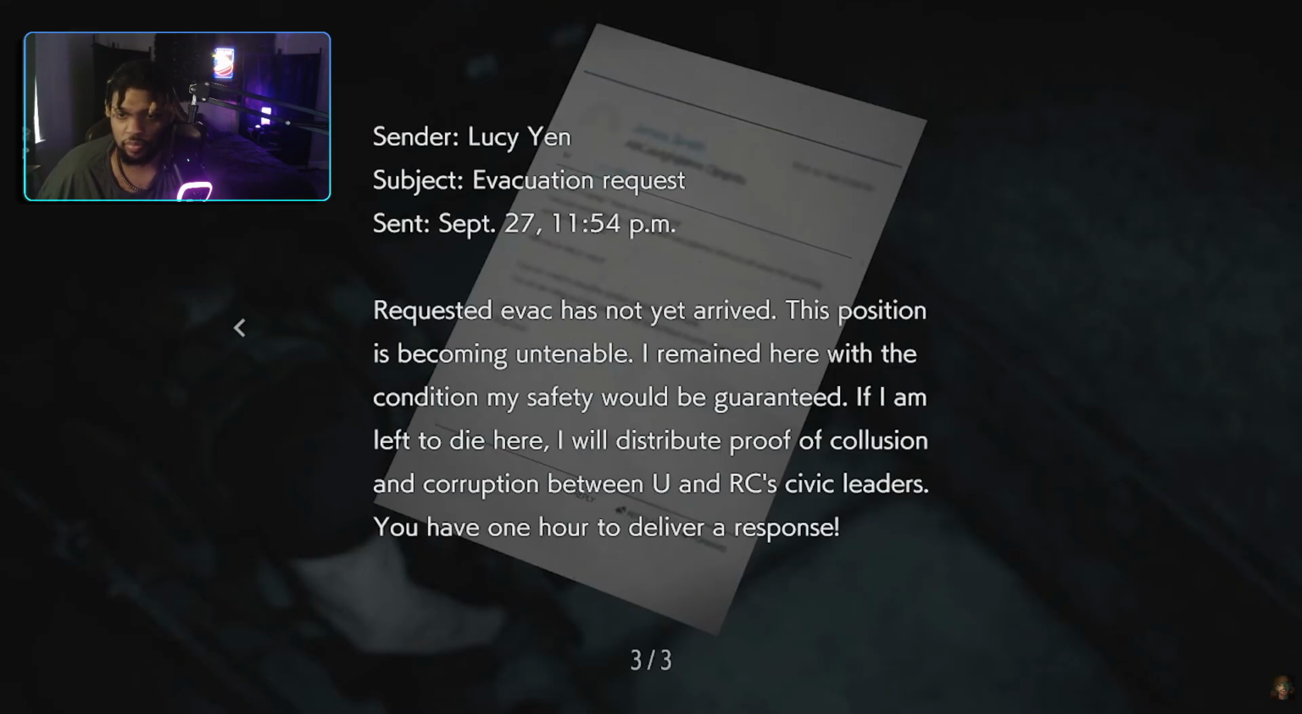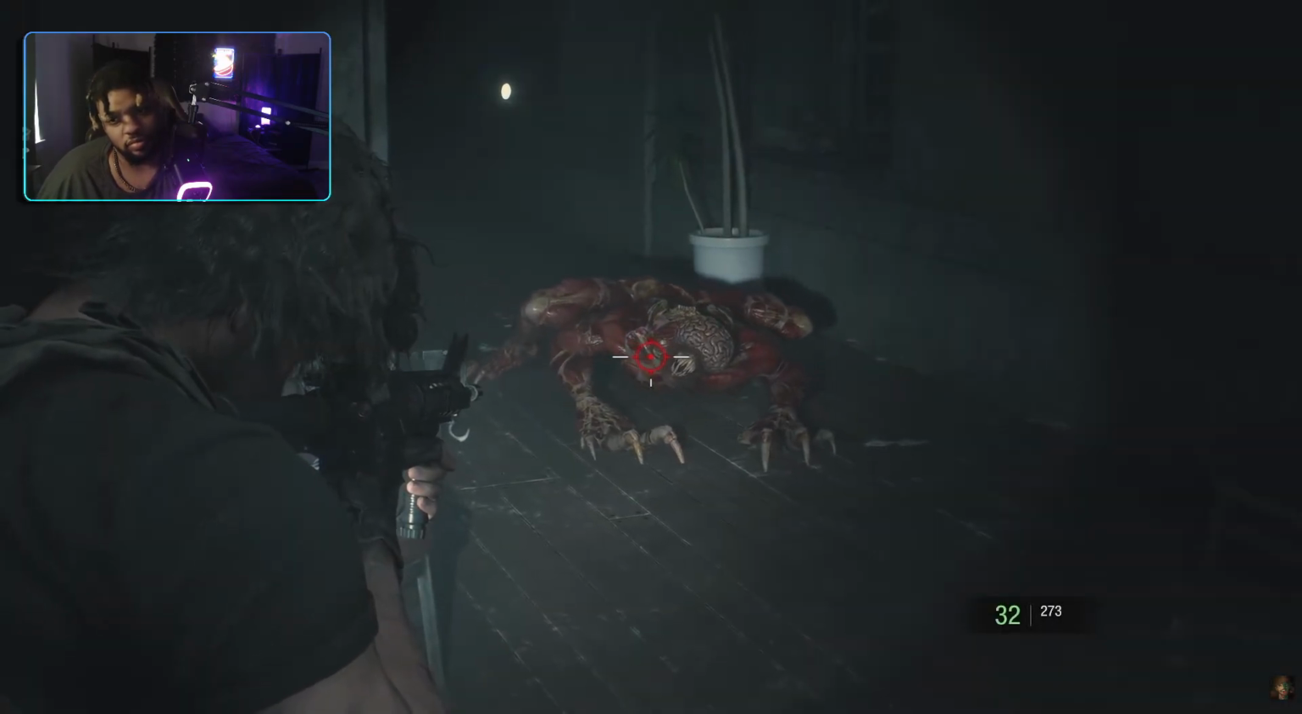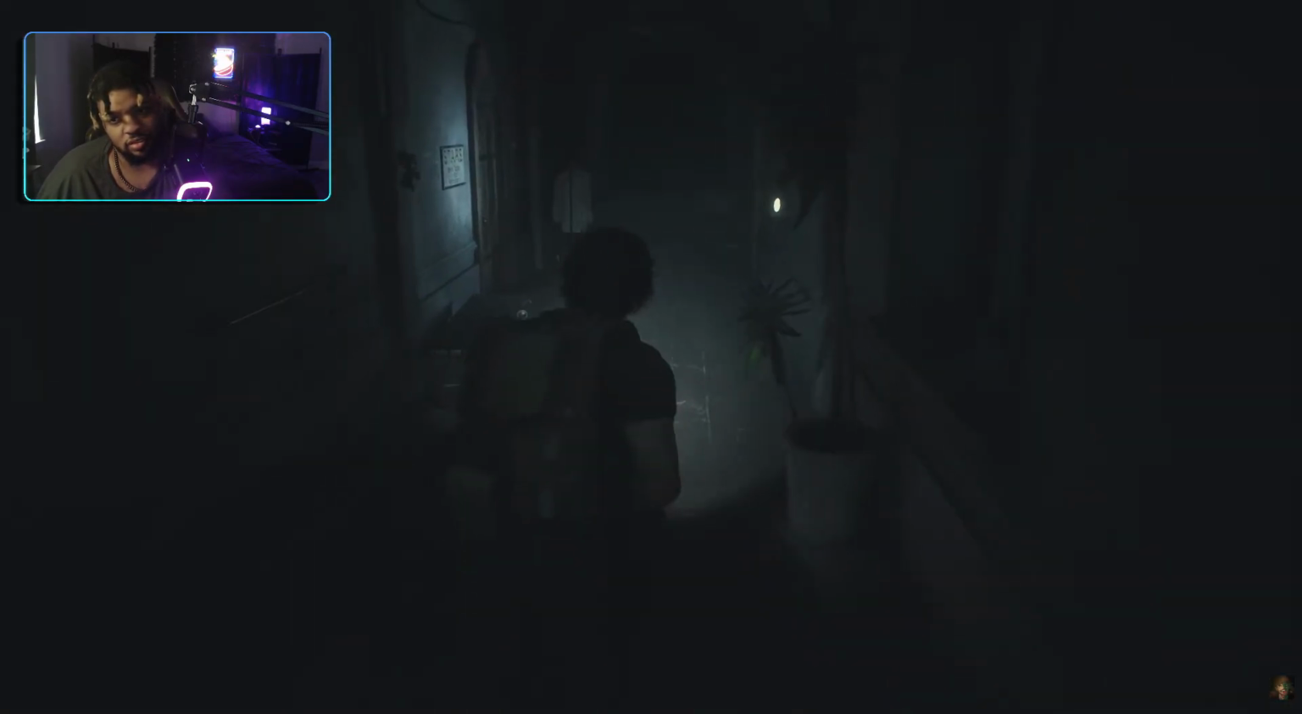She had requested evacuation, but none came, so she threatened to expose Umbrella's collusion with Raccoon City's civic leaders such as Mayor Warren and Chief Irons. Anyway, Carlos is able to find his way to the STARS office and is attacked by another mutation called a Licker. Blind, but very aggressive.